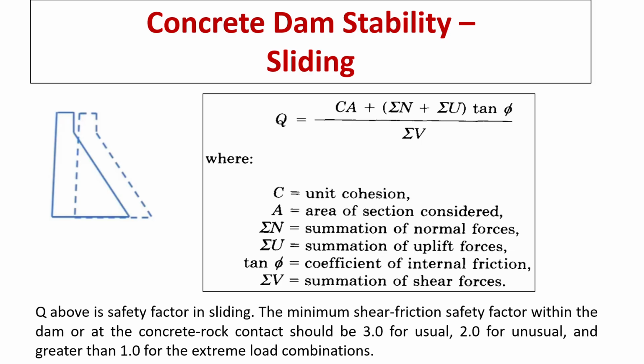These are determined by casting a concrete block of suitable dimension at the dam site on the foundation rock and shearing it to observe the cohesion value and friction value. Sometimes this is called the direct shear test at the concrete to rock interface. As already discussed, signs of forces shall be considered accordingly. Uplift acts upwards, and weight of dam acts downwards. Uplift reduces the downward force.